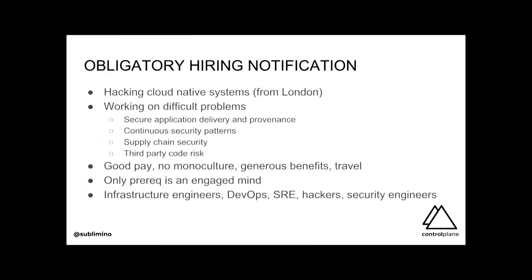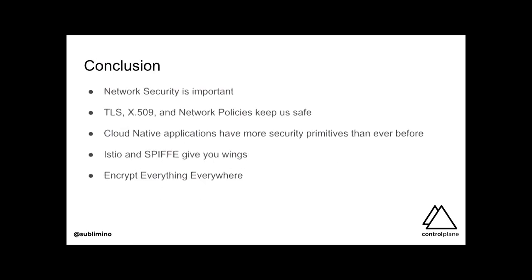So, with that, in conclusion, network security is very important. X509 and TLS keep us safe. Network policies are mandatory. You really must be running them in your Kubernetes clusters, otherwise you're allowing routes all over the place. On that topic, make sure you also run something to block off your cloud metadata APIs.